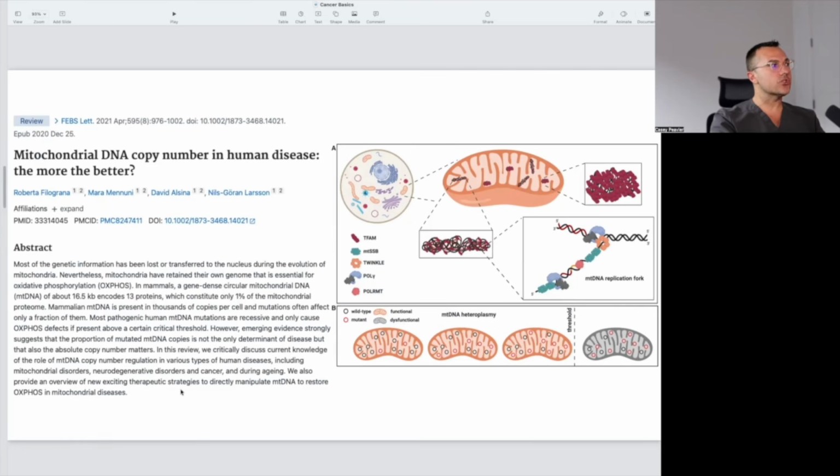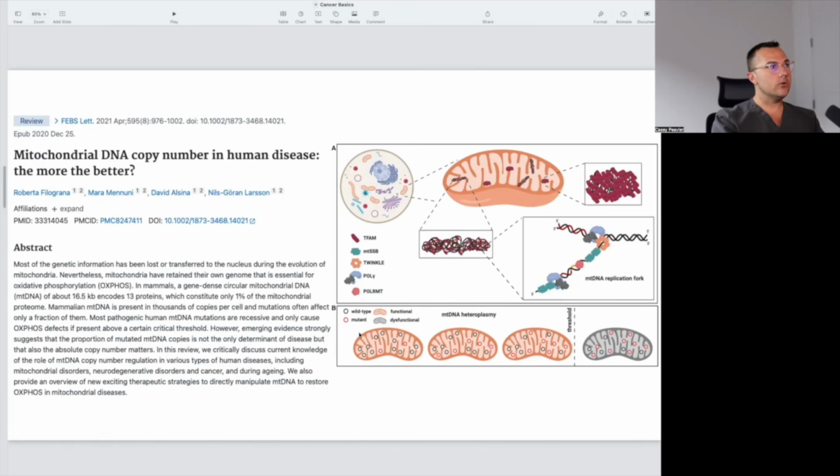However, emerging evidence strongly suggests that the proportion of mutated mitochondrial DNA copies is not the only determinant of disease, but also the absolute copy number that matters. In this review, we critically discuss current knowledge of the role of mitochondrial DNA copy number regulation in various types of human diseases, including mitochondrial disorders, neurodegenerative disorders, and cancer, and during aging. We also provide an overview of new exciting therapeutic strategies to directly manipulate mitochondrial DNA to restore OXPHOS in mitochondrial diseases.